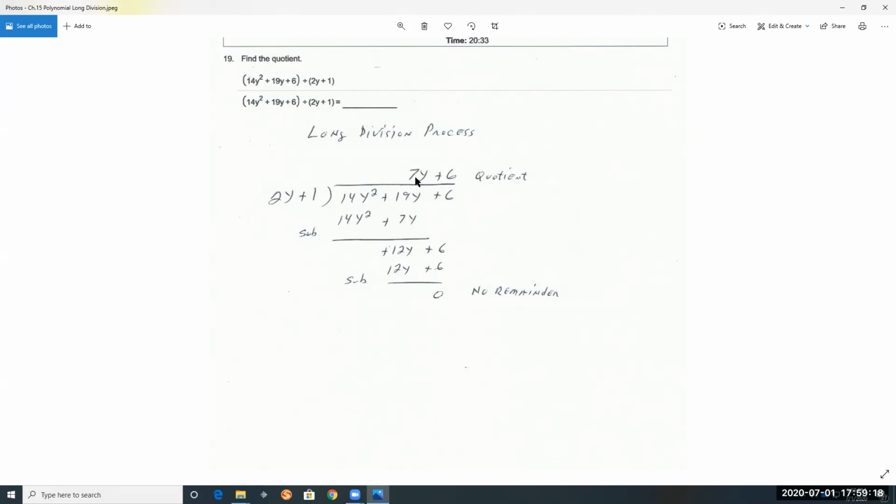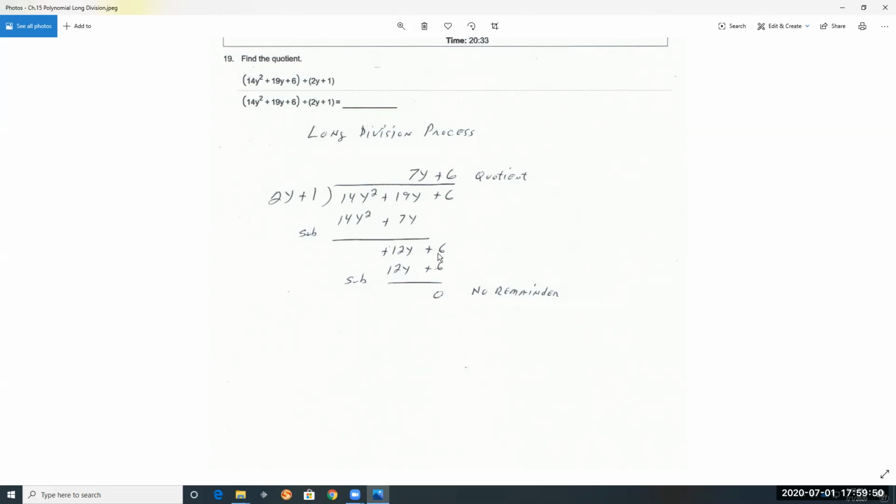Now the next step in a long division is take the quotient value 7y times the divisor, which gives me 14y squared plus 7y. In a division, we now want to subtract. Subtracting is adding the opposite. So if I take the opposite here and add, this cancels. Take the opposite here and add, it gives me 12y. We're not done because there's something else to bring down, the plus 6.